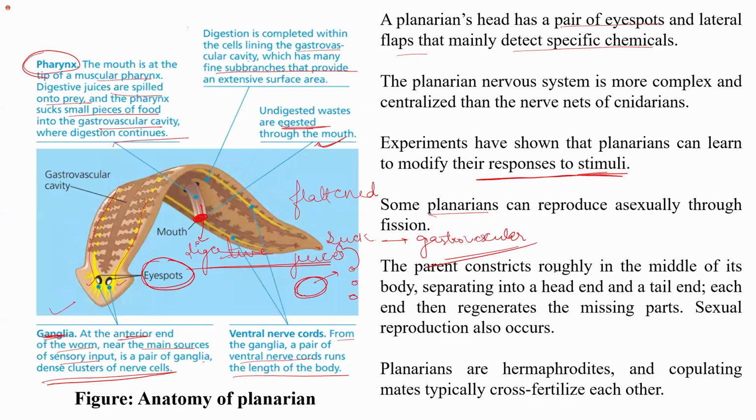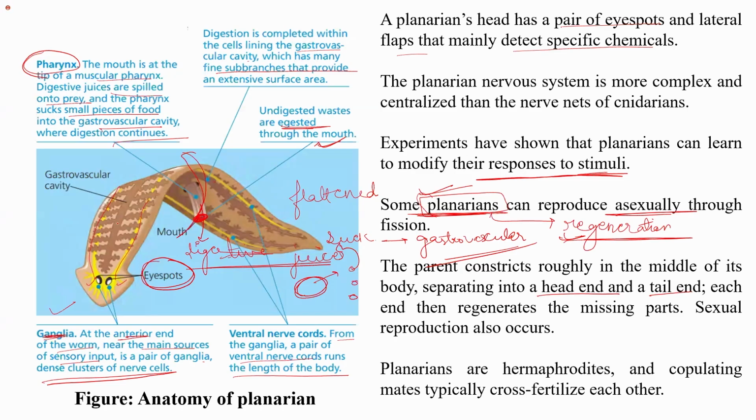The parent constricts roughly in the middle of its body, separating into a head end and a tail end. So basically, constriction happens here, in the middle of the body. One will be the head end, one will be the tail end, right?